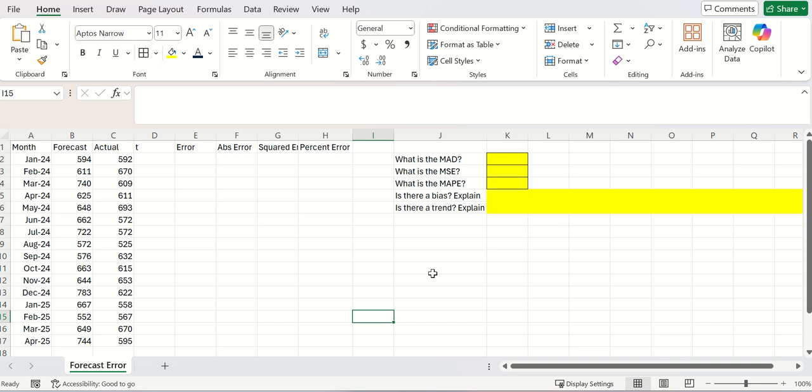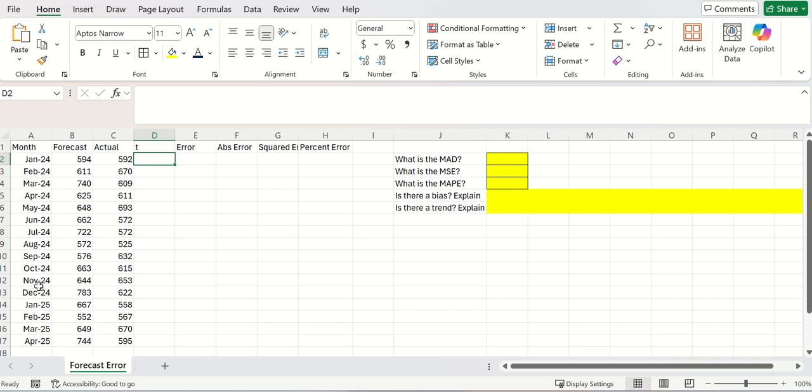I have some data here, 16 months worth of data where we have the amount that we forecasted and then the actual occurrence, what really happened. And with that, to get things started with determining forecast error, Excel has a way to put all of these months into a numeric format.